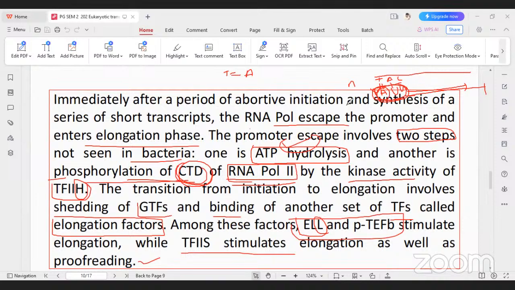For the elongation, actually, first this kinase activity, that means phosphorylation kinase activity, is done by transcription factor H. After formation of one nucleotide of RNA, now this elongation continues. It keeps continuing with the help of the elongation factors. Those elongation factors are P-TEFb, which stimulates the elongation, and S, which stimulates the elongation as a proofreader.